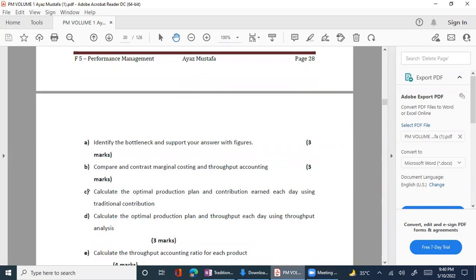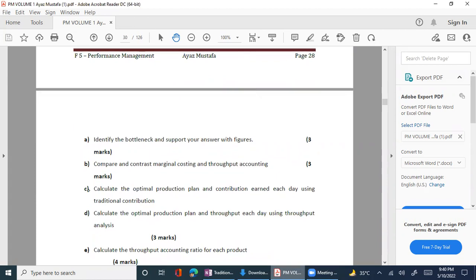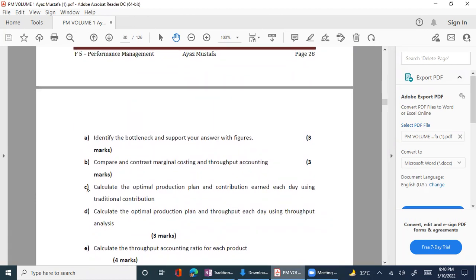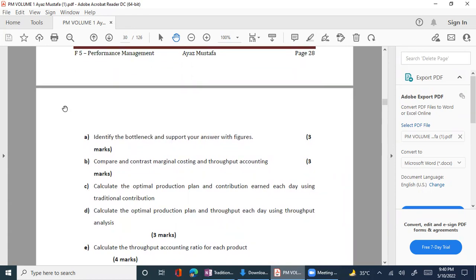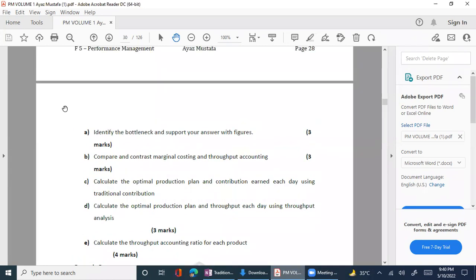Compare and contrast marginal costing and throughput accounting. So this is the comparison between marginal and throughput. We have already discussed this point in the theoretical area. Then calculate the optimum production plan and contribution earned each day. Now this is a different scenario. Optimum production plan means how many units of Baba and how many units of Bing will be produced.